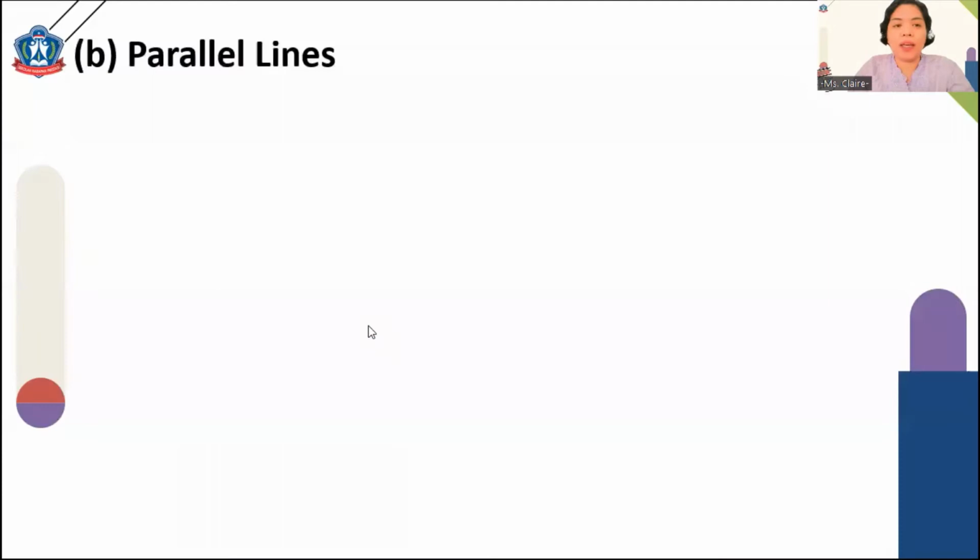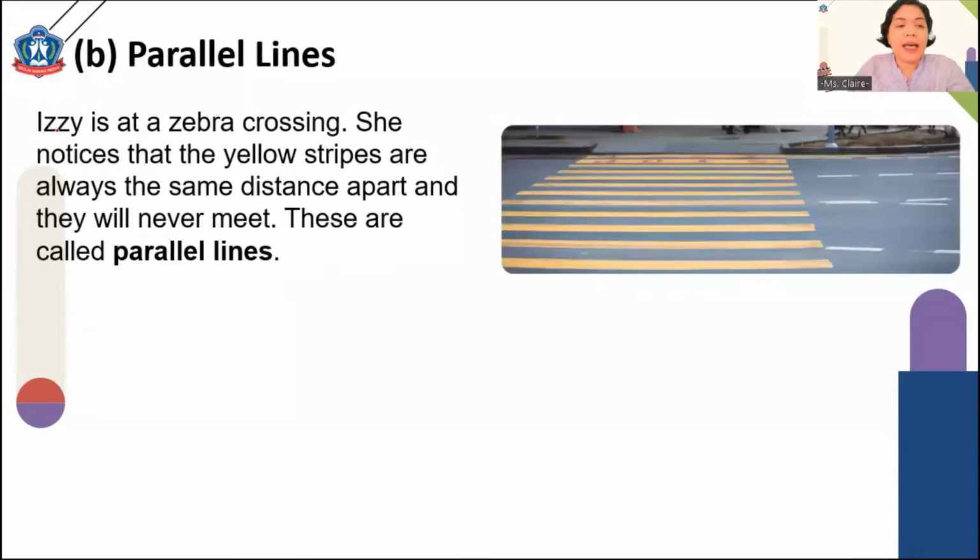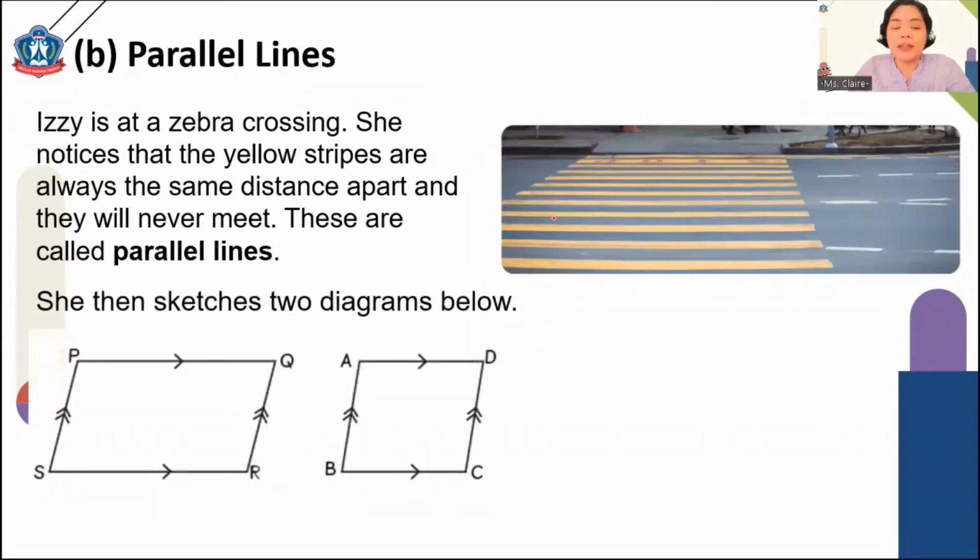Let's start first about parallel lines. What are parallel lines? Easy is at a zebra crossing. She notices that the yellow stripes are always the same distance apart and they will never meet. These are called parallel lines. So lines, children, that go together and will never meet, are called parallel lines.